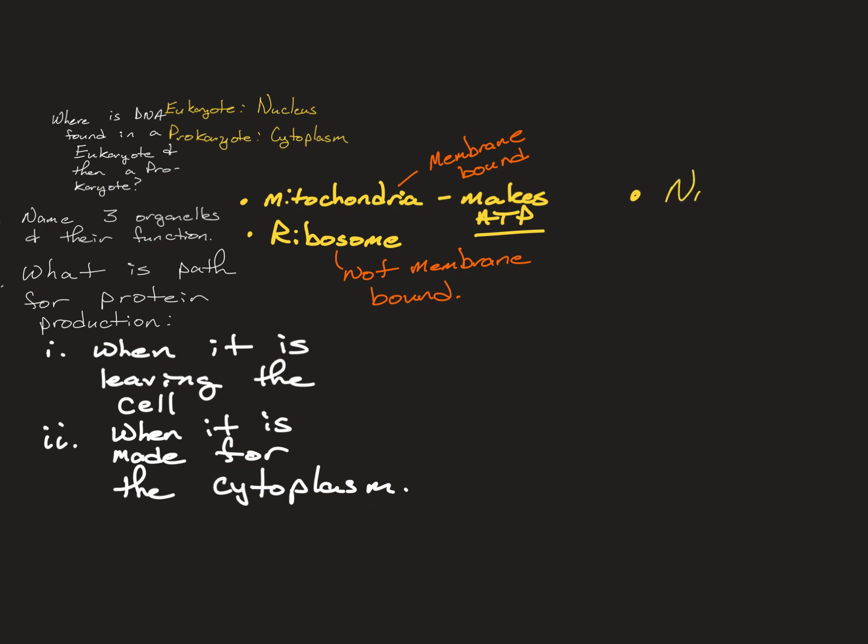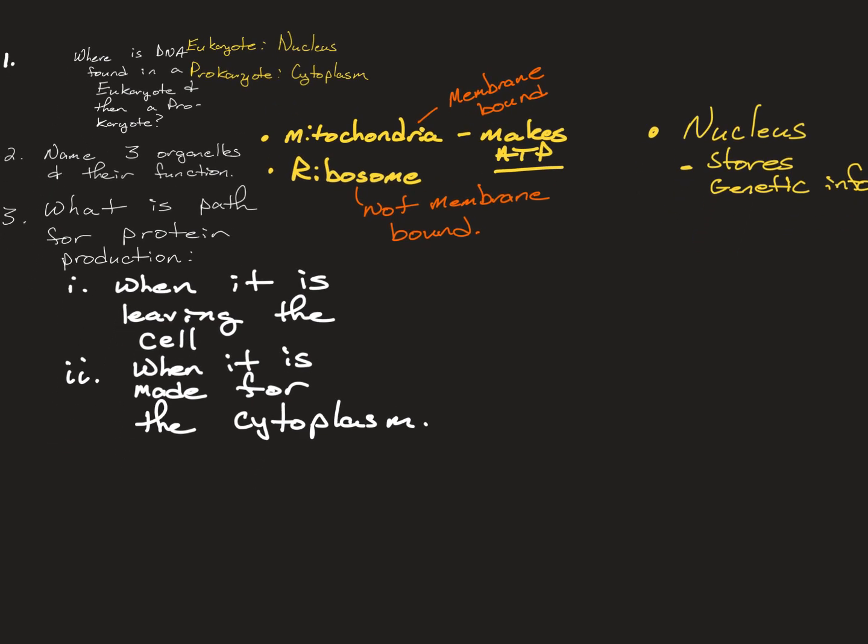The nucleus stores genetic information, which is correct. Stores it, protects it, keeps it safe. Ribosome makes proteins.